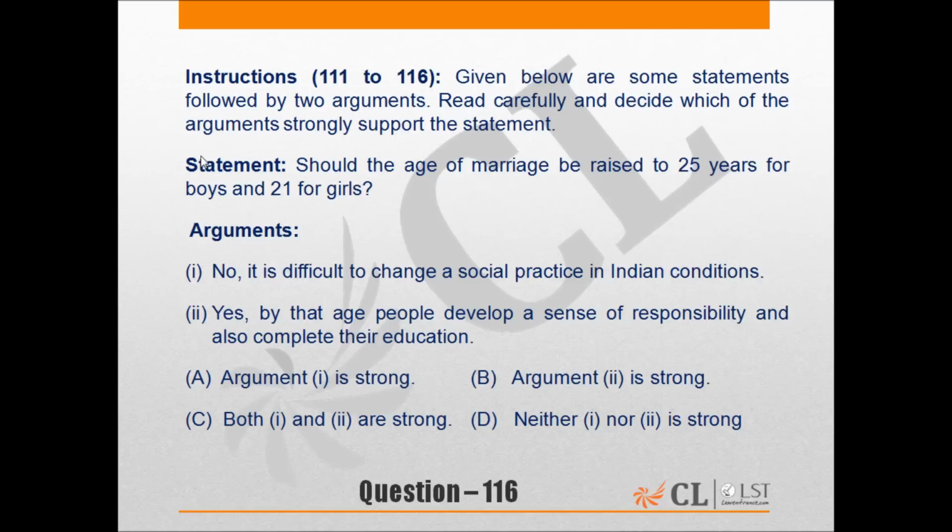By that age, people develop a sense of responsibility and also complete their education. Certainly, people who get into a marriage or any kind of formal relationship are expected to be responsible, expected to be mature. Further, if they have completed their education, then they would be better able to run their family, manage their own affairs. Hence, argument 2 certainly is a strong argument. It definitely talks about direct benefits that will accrue if the age of marriage is raised to 25 years for boys, 21 for girls, etc. So, argument 2 will be considered strong, argument 1 is weak.